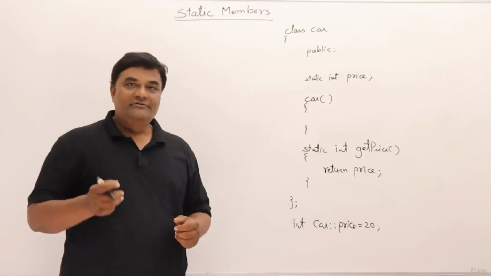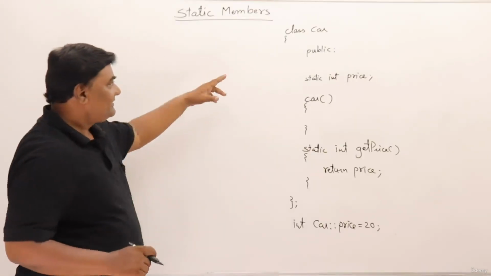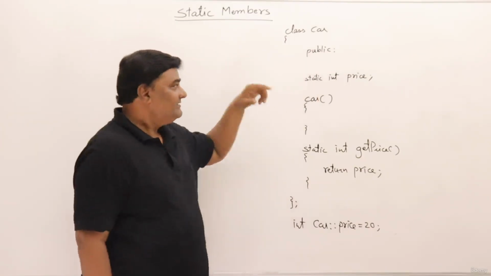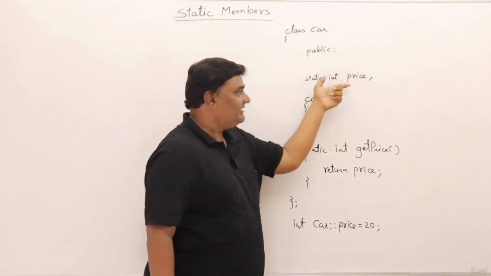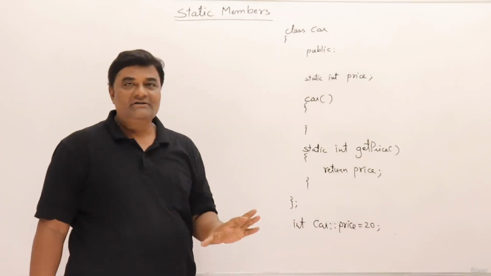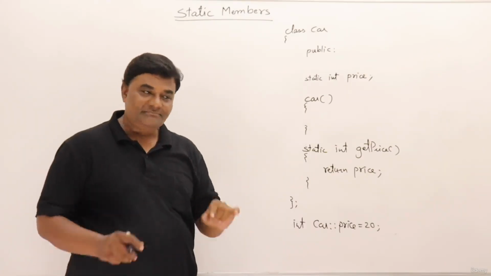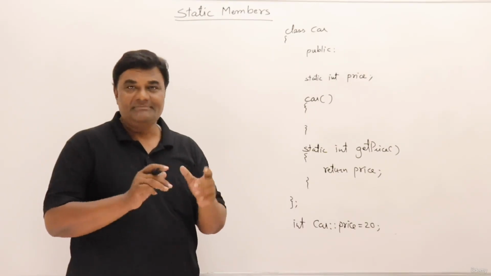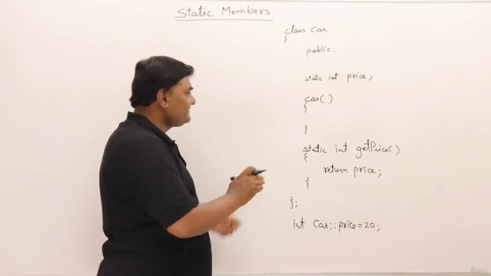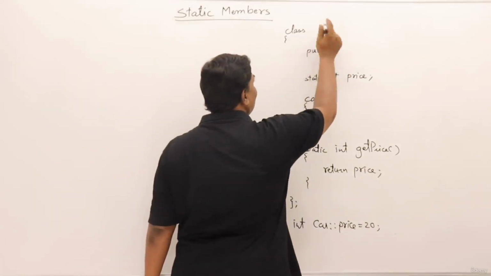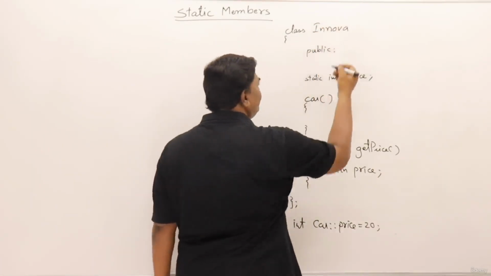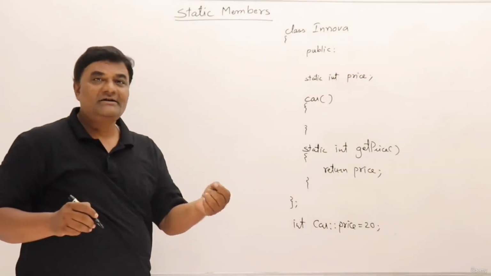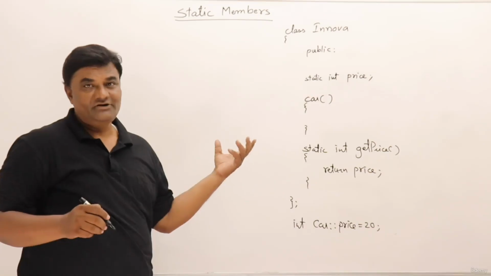Now, for the example of a static member, I have taken a class called car. It has many members, but we are not concerned about that. I have just one static member, that is price. Every car will have a price, but the price is a common variable for all the cars of that particular class. Suppose this is not just a car, this is an Innova car. So the price of Innova is the same for all the objects. So price is a common variable for all the objects of Innova.